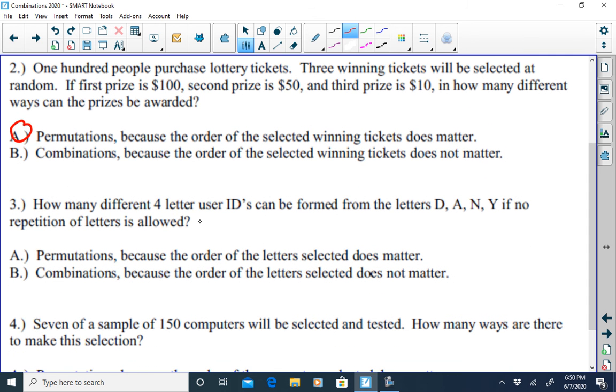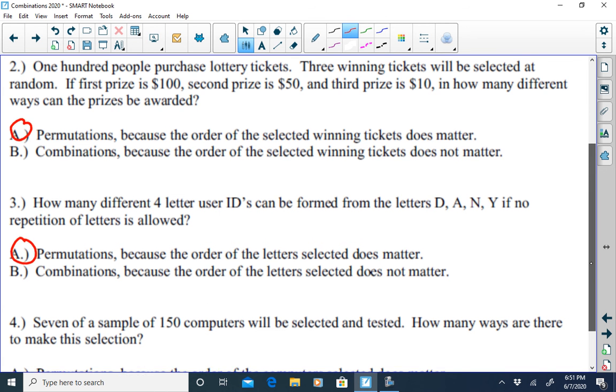How many different 4-letter user IDs can be formed from the letters D, A, and Y if no repetition of letters is allowed? Well, is the order of the letters going to matter if we're talking about a letter ID? Is DAY going to be different than YAD? And the answer is yes, right? So it is a permutation, because the order of the selected letters does matter.